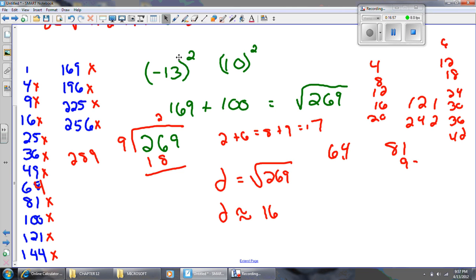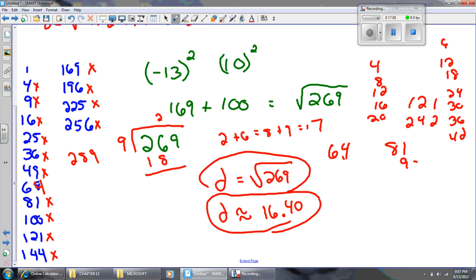All right, so let me finish that. And I'm noticing the time on the video. I don't want this to go too long. So you've seen the distance formula in action. There's the exact answer, the radical 269, the approximate 16 and 4/10.